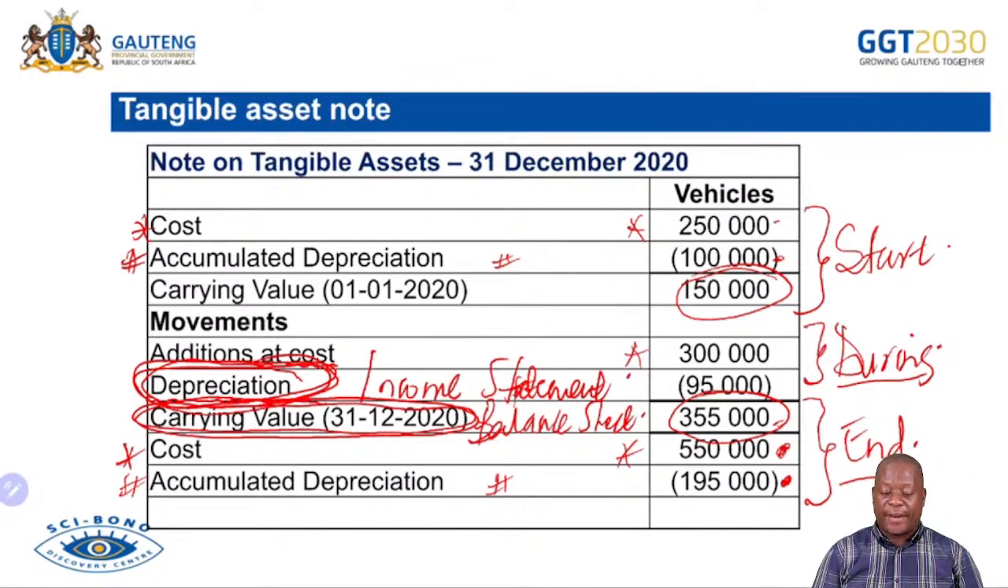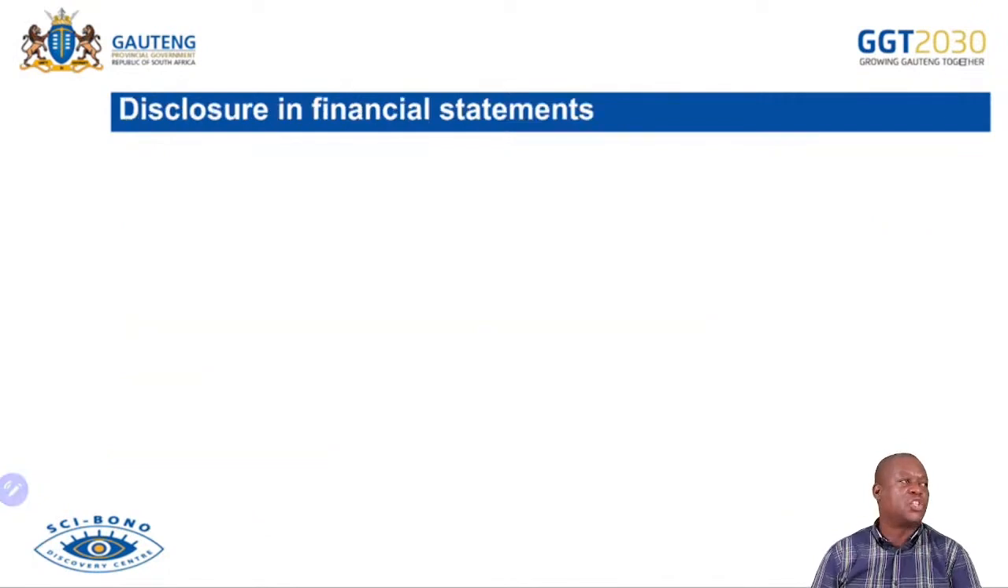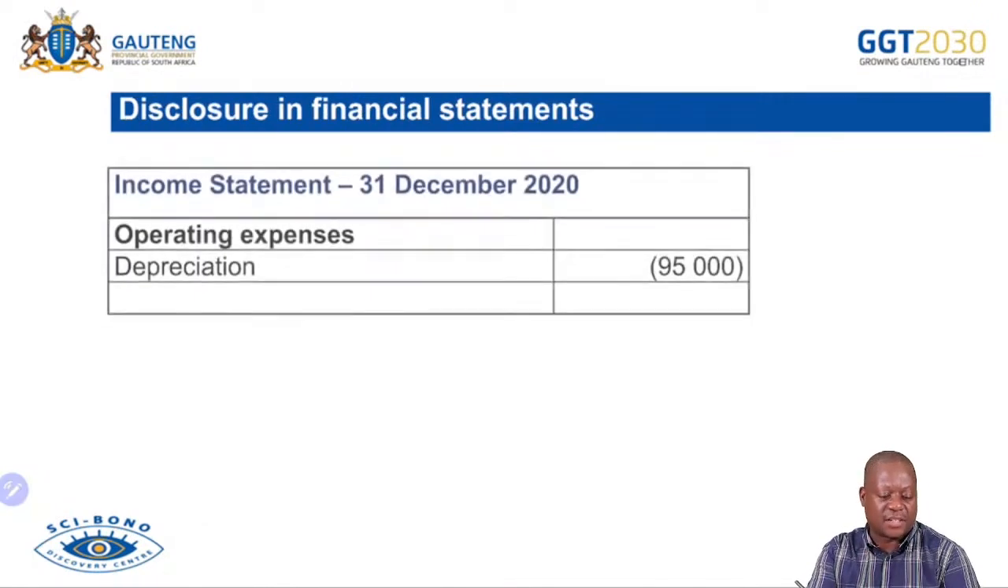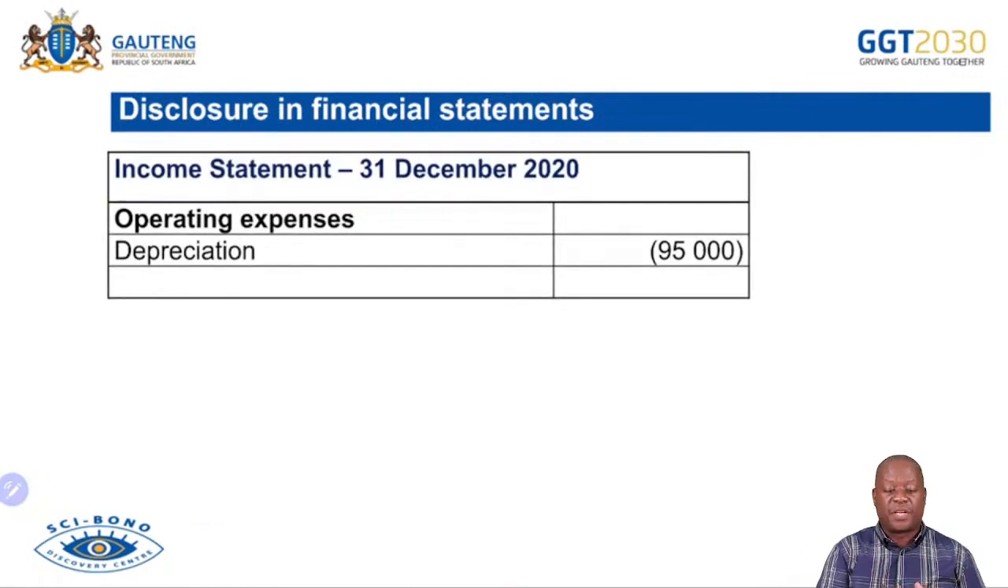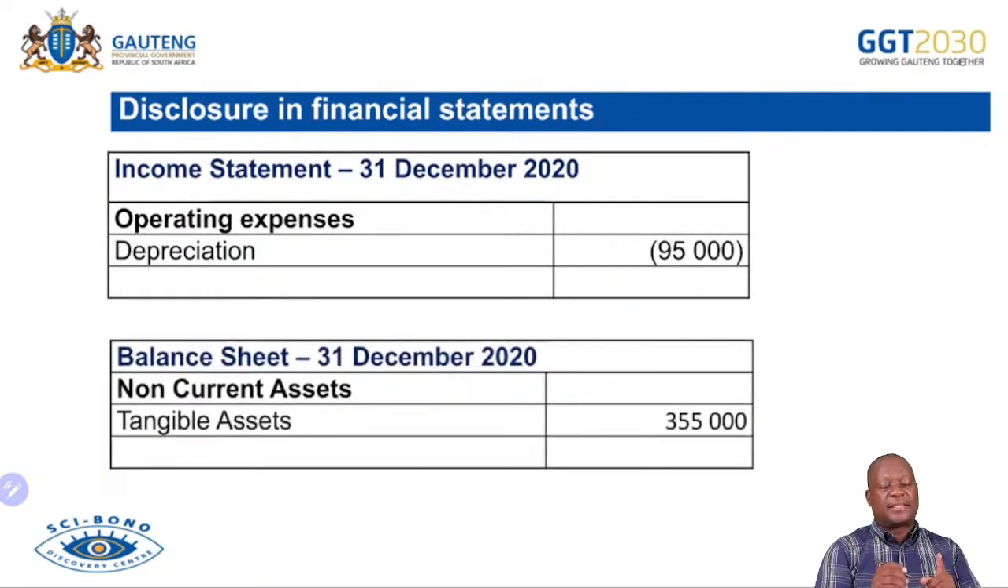Very important. When all is said and done, we need to take these figures to where they belong. So when we are showing disclosures in our financial assets, we are going to take our depreciation into the income statement under operating expenses, and it appears just like this. And then we also remember the balance sheet. We take the tangible asset figure, the carrying value, under non-current assets as tangible assets, just like this. So remember, we are having a run up towards preparation of financial statements.